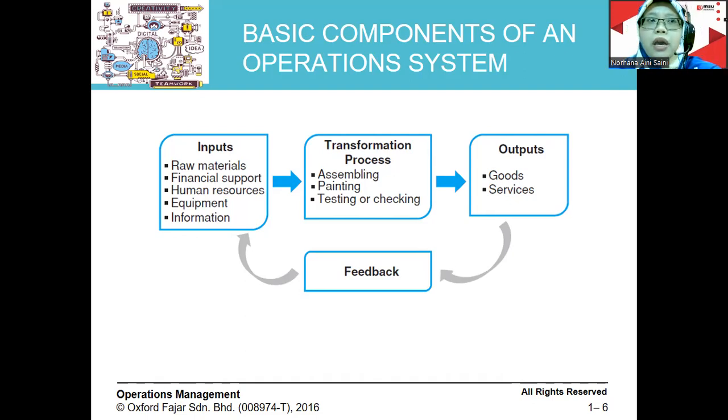If we have the chocolate factory, definitely they will transform into the baking, and then mixing, for example, so that we consider as the transformation process. And then after we go through the transformation process, it will turn into the output. The output can be either goods or services. So if you have the chocolate factory, definitely the goods must be chocolate, any kind of chocolate confectionery, with a lot of different flavors, for example.